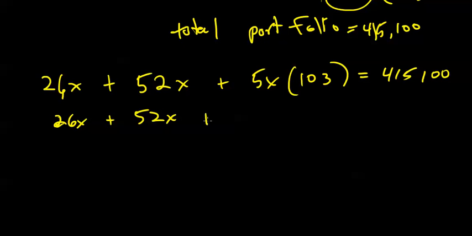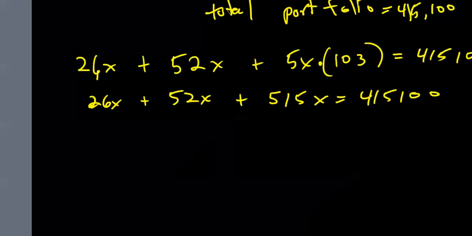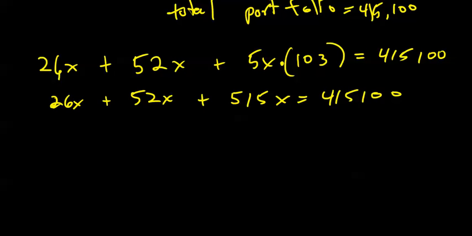I don't know if this is worth a whole other line of code. Clearly I'll need to multiply these expressions. 5x times 103 is going to be, well, I've multiplied the coefficients first, 5 times 103 is 515x, equals 415,100. It's a simple matter now to combine these like terms. I get 593x equals 415,100.